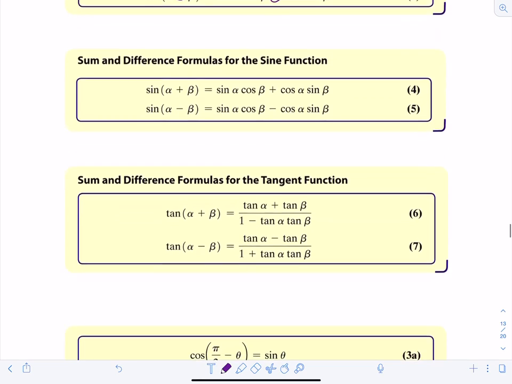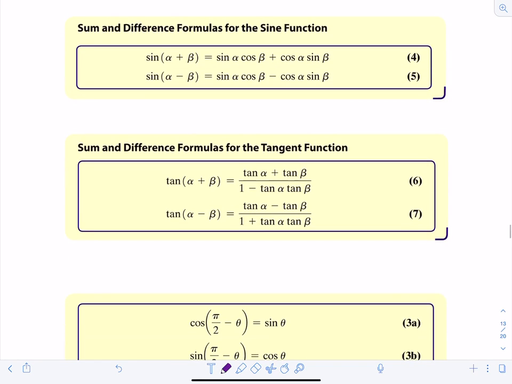All right, for sine of alpha plus beta or alpha minus beta, the pattern for sine is it goes sine, cos, sine, and then it keeps the same sign. So addition stays addition, subtraction stays subtraction.